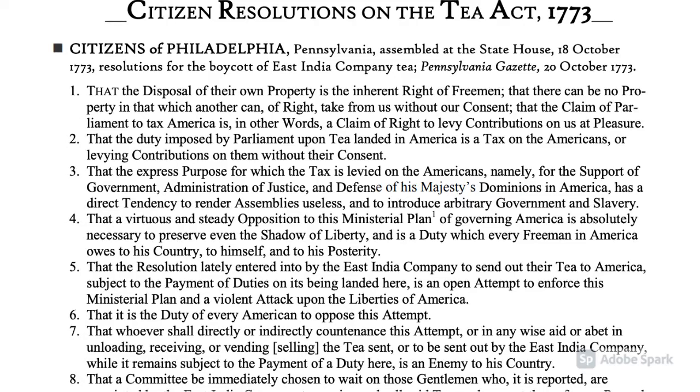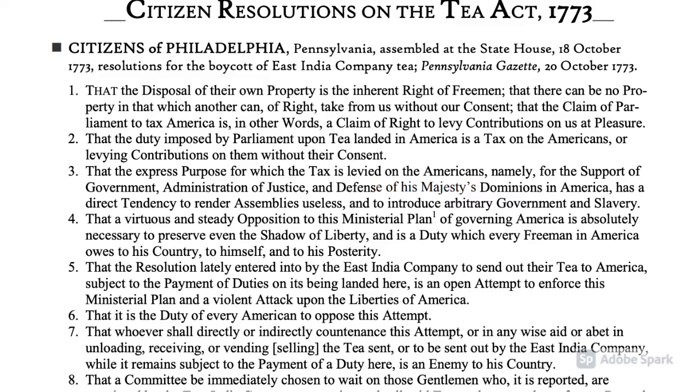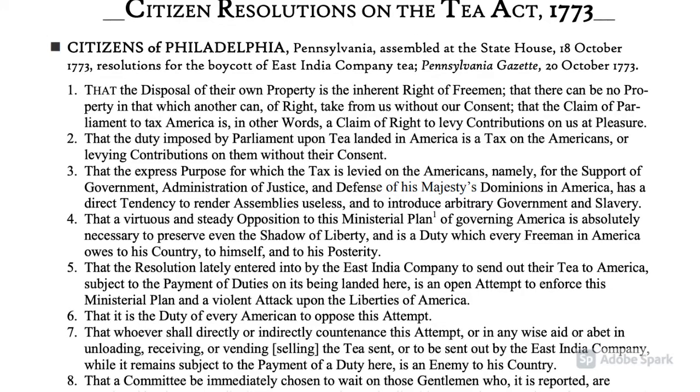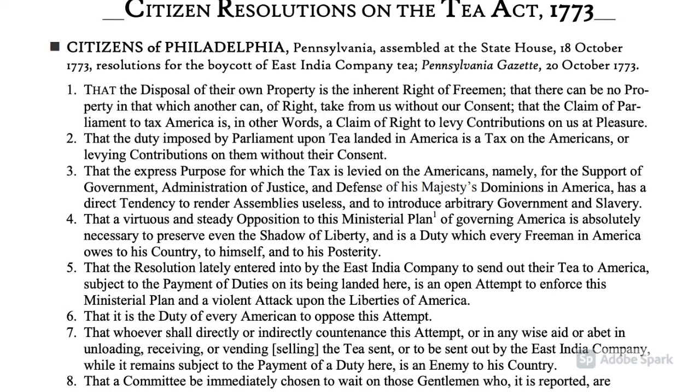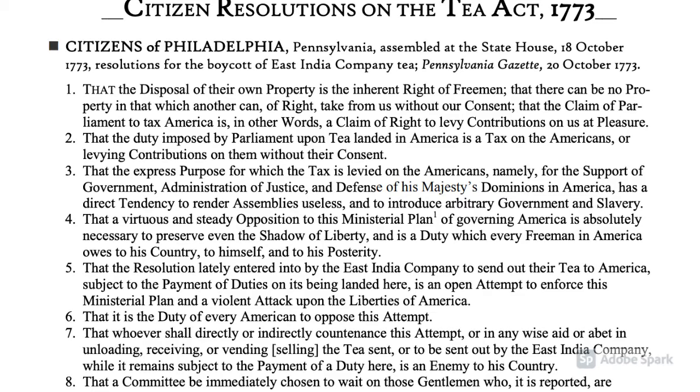Based on their responses here, you can see how easily it was for them to start to form ideas of rebellion and revolution. I also wanted to point out an important aspect, number 6 here, that says it is the duty of every American to oppose this attempt. So as we can see here, the American people are really starting to rally around this idea of Americanism and a sense of community, and many people are starting to oppose this rule from so far away.